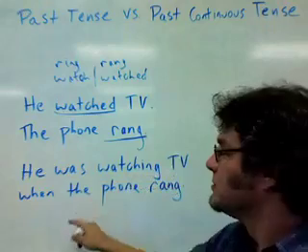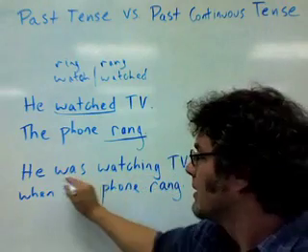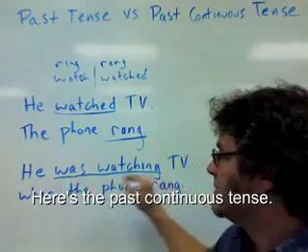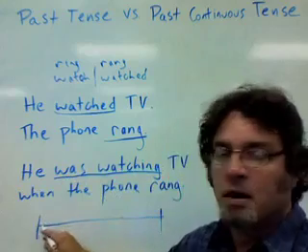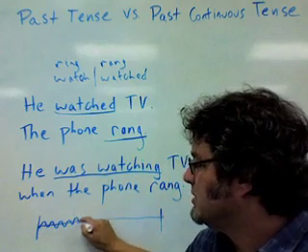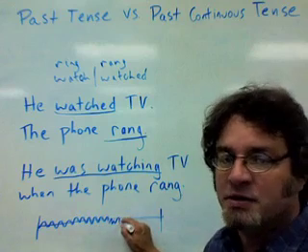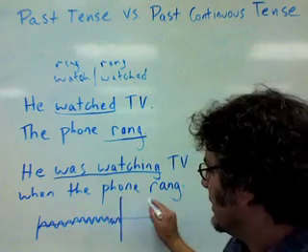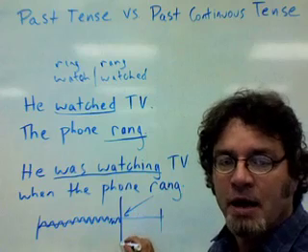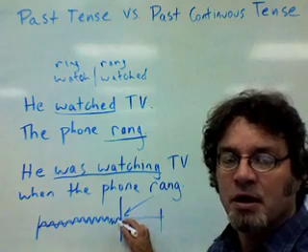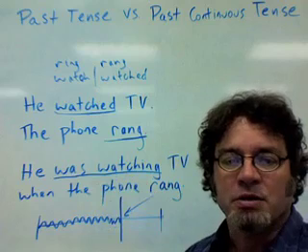In the second sentence, he was watching TV when the phone rang. Here's the past continuous tense. This action is continuous over a period of time. So watching TV for 15 minutes, half an hour, then suddenly the phone rang. This happens at a moment in time in the past, and it interrupts the action that's described here. He was watching TV.